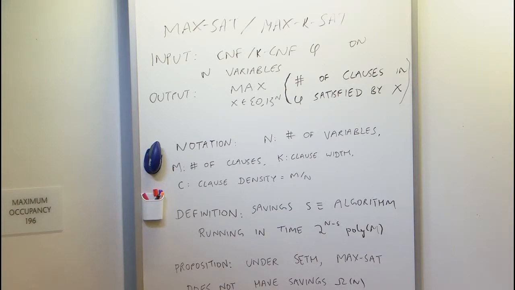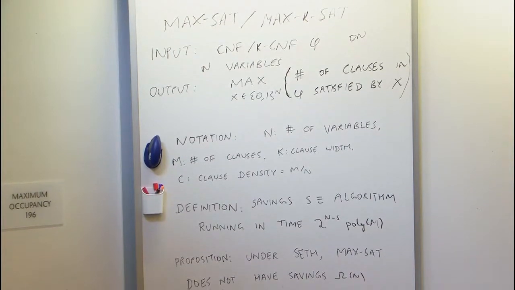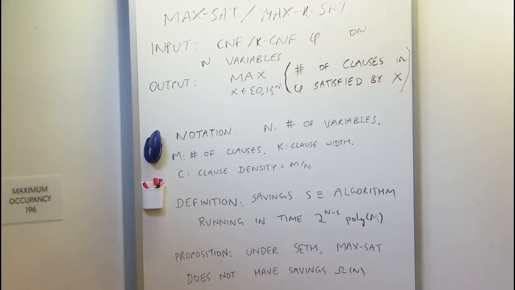So it's not hard to see that under the strong exponential time hypothesis, which for example implies that CNF sat doesn't have savings omega n, that would also imply that max sat does not have savings omega n, because max sat is a harder problem than CNF sat. So we can't really hope for that in general. So if we want savings that's linear, then we'll somehow need to restrict the instances that we consider in some way. So there are a couple of natural restrictions to consider.